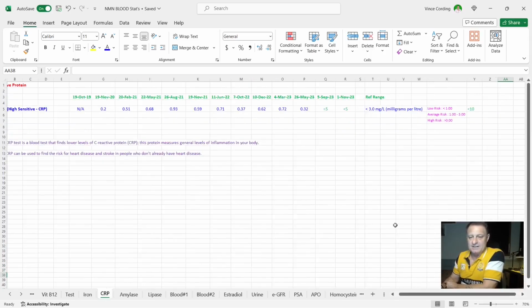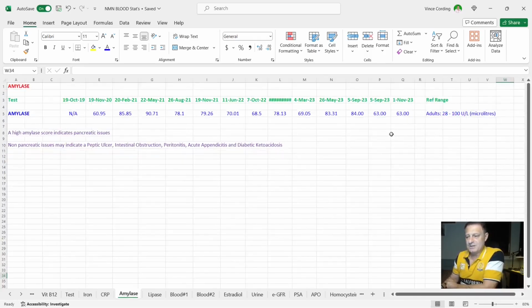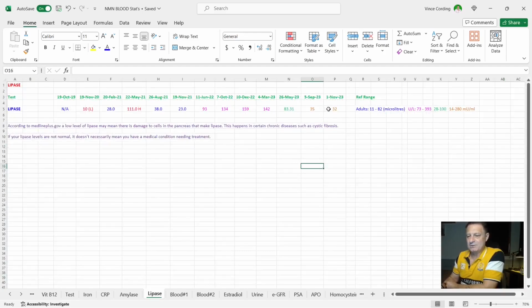Then we look at my C-reactive protein. You can see here, anything less than 10 is good, and they've given me two scores now, less than 5. Nothing more accurate than that here in the Philippines for some reason, but that's the way it goes. Amylase, you can see here, exactly the same as it was the last 3 months. So 63, well within the reference range of 28 to 100. And then my lipase, down to 32 from 35, but again, still within the reference range of above 14, all the way up to 280.